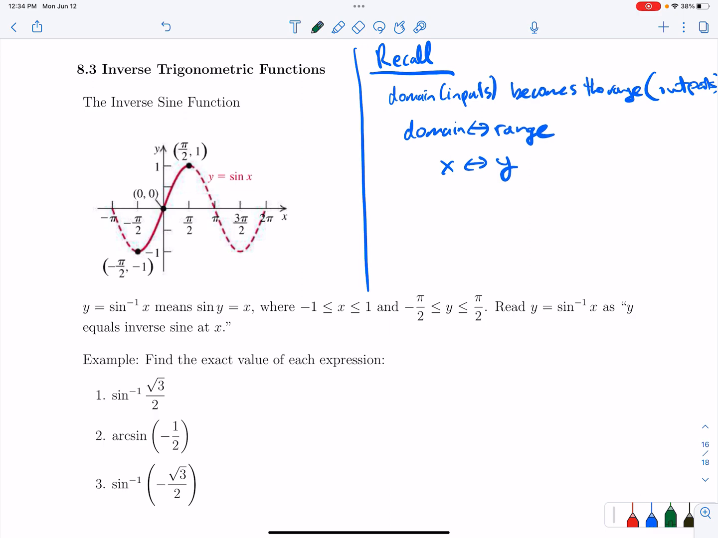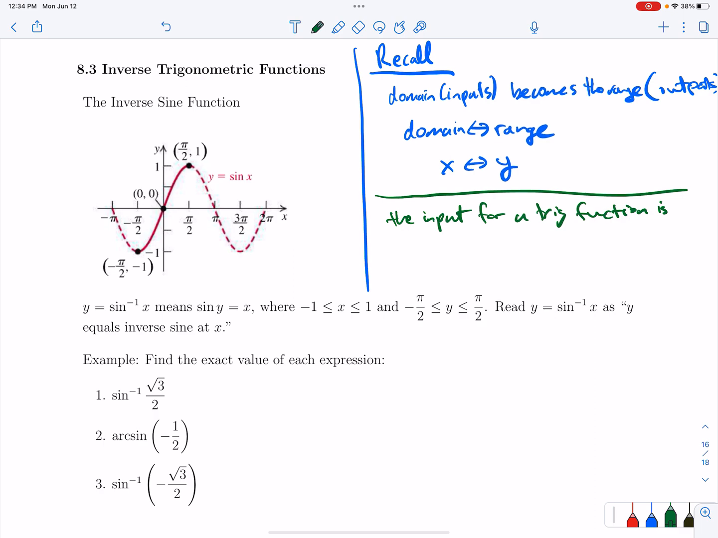And so for trig functions, what we want to remember is that if I have a regular trig function, the input for a trig function is an angle. The output is a value or coordinate, if we're talking about the unit circle. Sorry, I'm running out of space. The output is a numerical value, or a coordinate if we're talking about the unit circle.